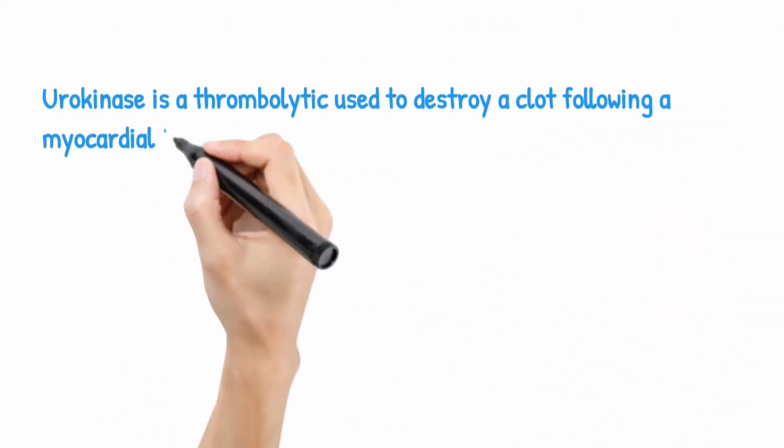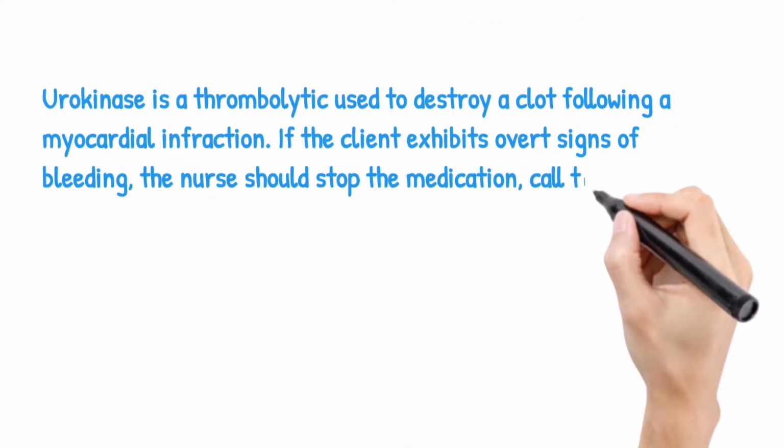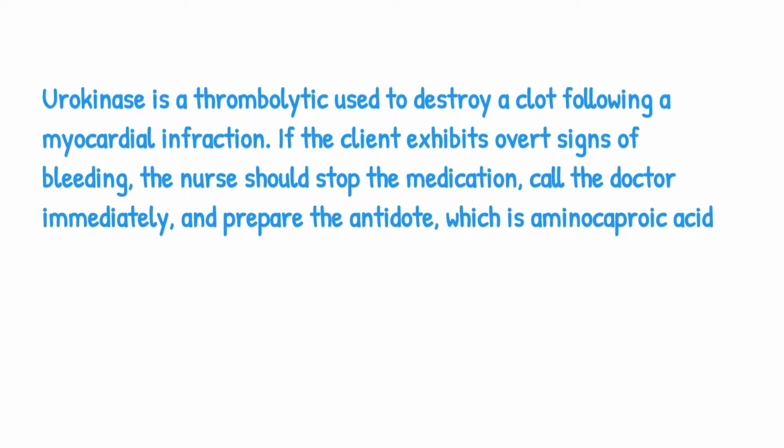Urokinase is a thrombolytic used to destroy a clot following a myocardial infarction. If the client exhibits overt signs of bleeding, the nurse should stop the medication, call the doctor immediately, and prepare the antidote, which is aminocaproic acid.